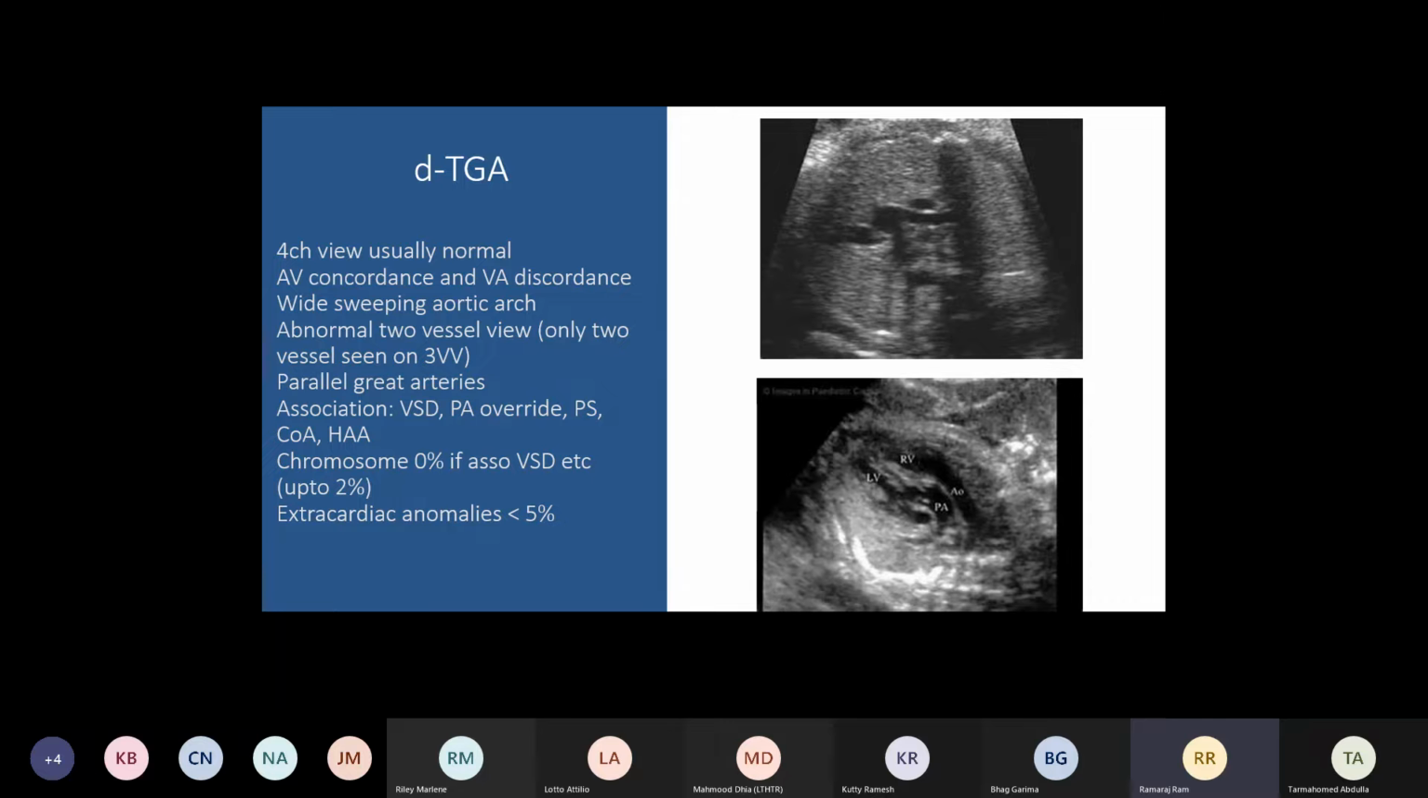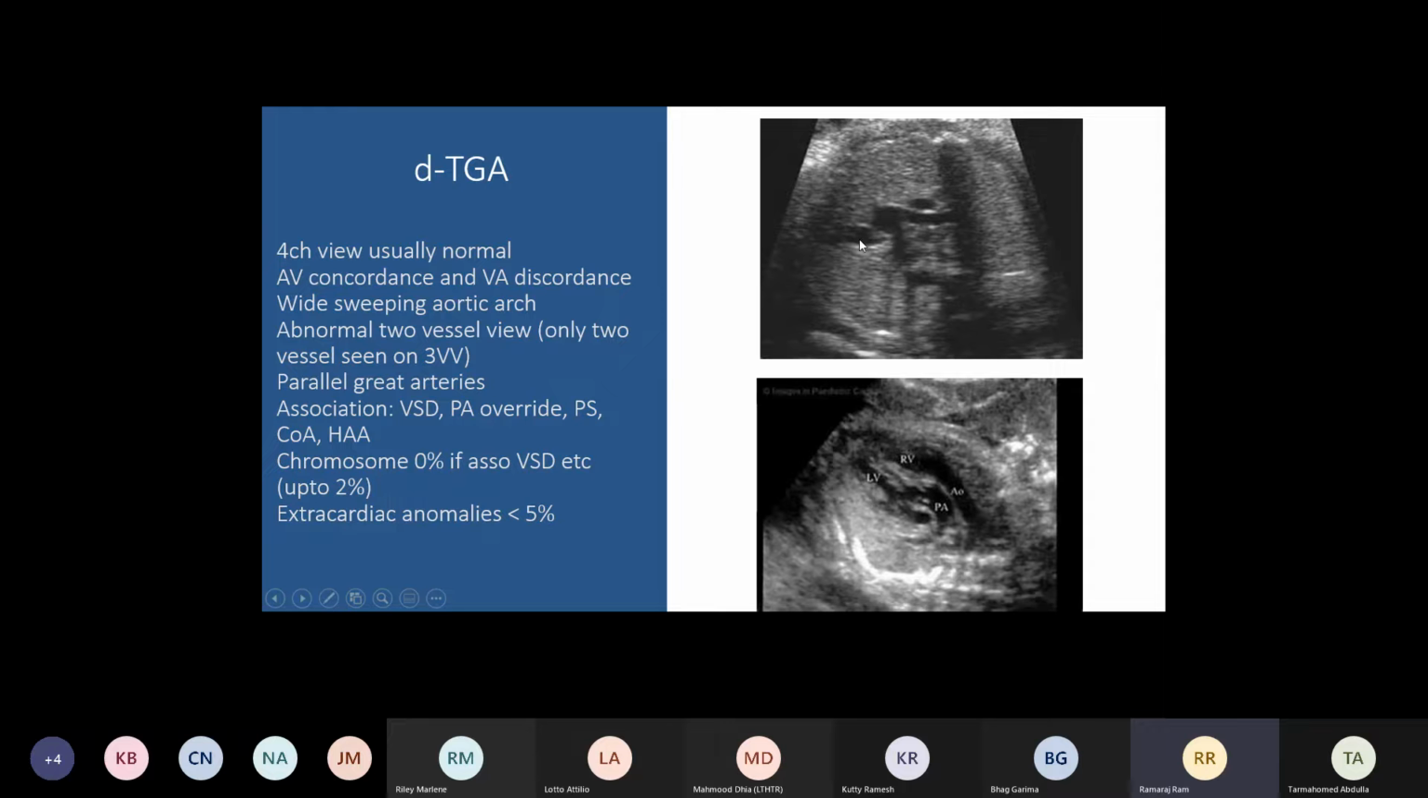So we do see TGAs at least 3 times in our fetal follow-up, mainly to assess the atrial communication and any restrictions developing as the child advances into the third trimester. So here you see the parallel vessels, and at the top you see the abnormal 3-vessel view where, next to the SVC, you expect the arch, but here you have a pulmonary artery and your arch is on the other side.